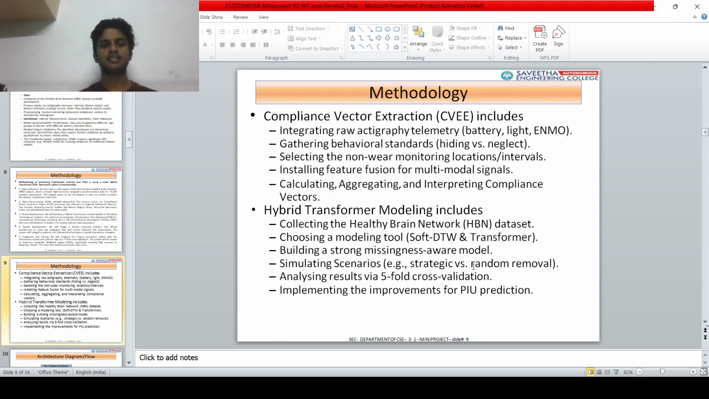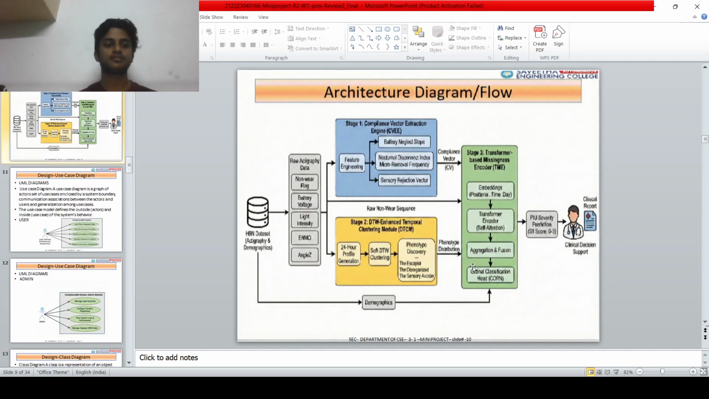Raw actigraphy data is first cleaned and aligned. Compliance vectors are extracted from missing data patterns. Soft DTW clustering identifies the behavioral phenotypes. Transformer-based modeling predicts the PIU severity. Results are evaluated using cross validation.